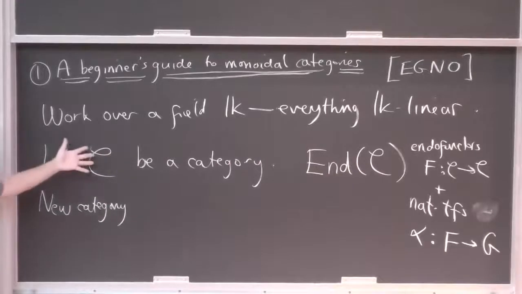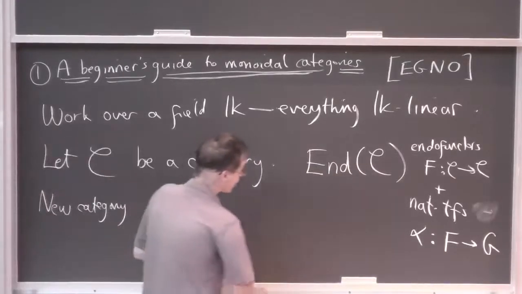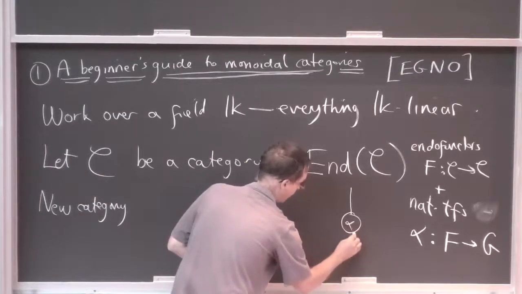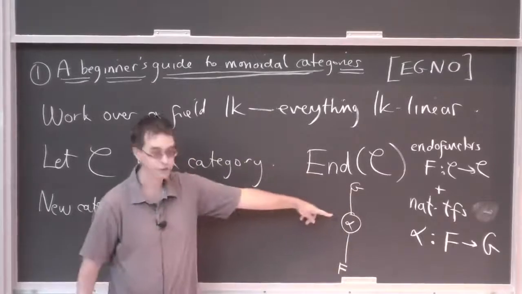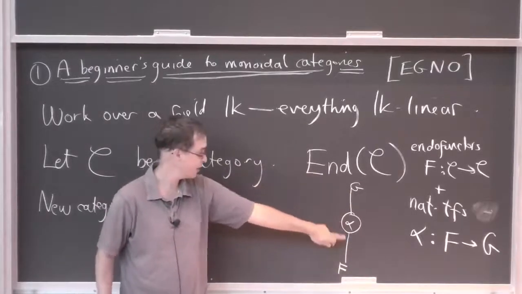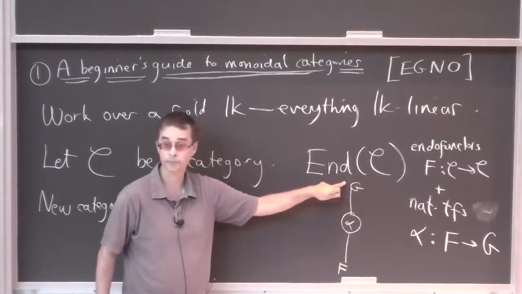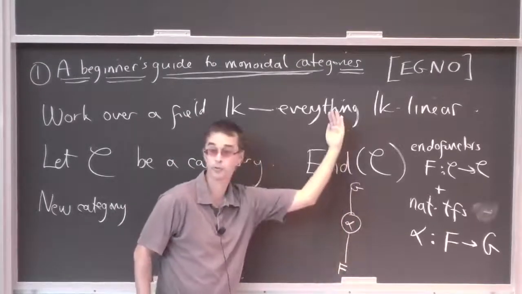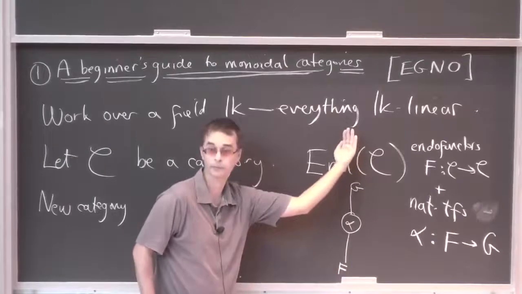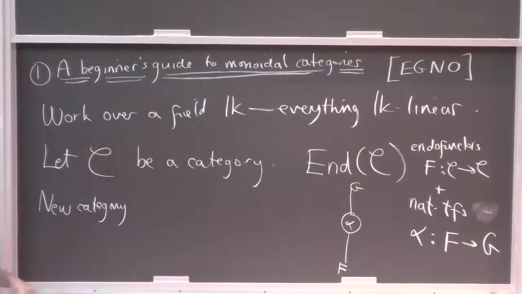So back to this category of endofunctors and natural transformations. I'm going to draw pictures. Here's how I'm going to draw the picture of a natural transformation alpha from functor F to functor G. I'm going to put this little coupon with alpha in it. My pictures, you always read them upwards. This goes from F to G.